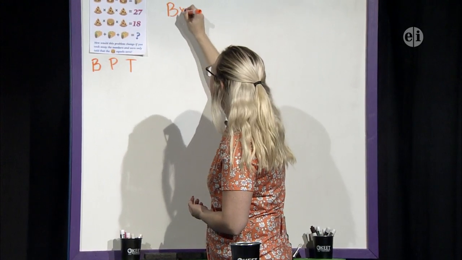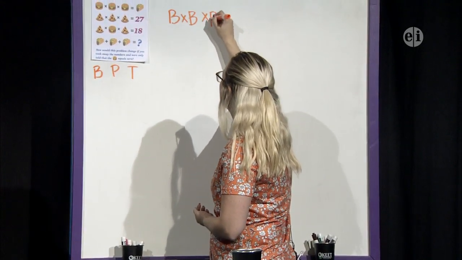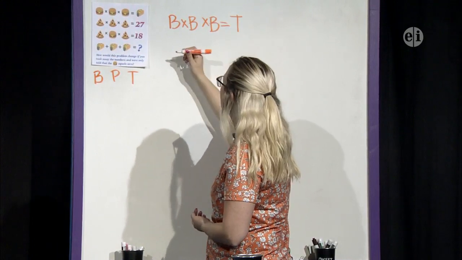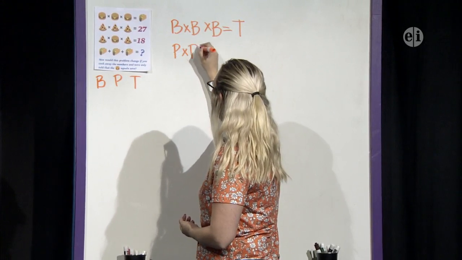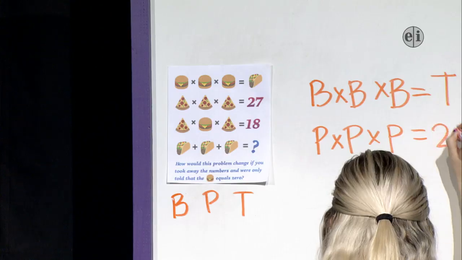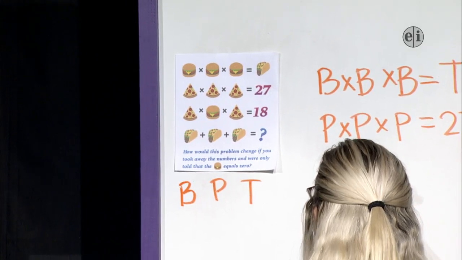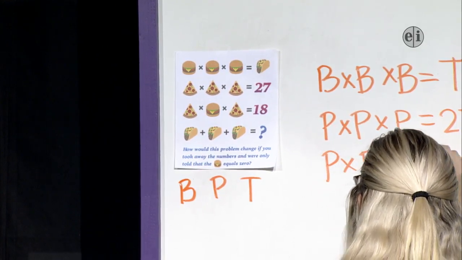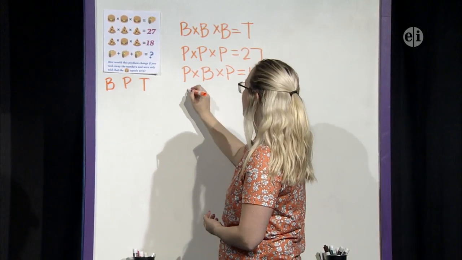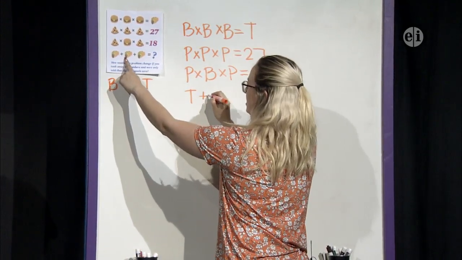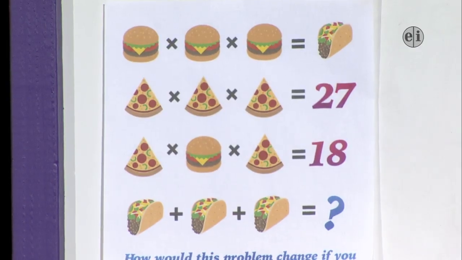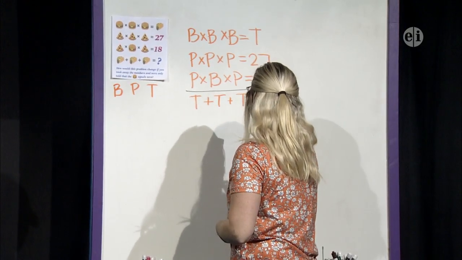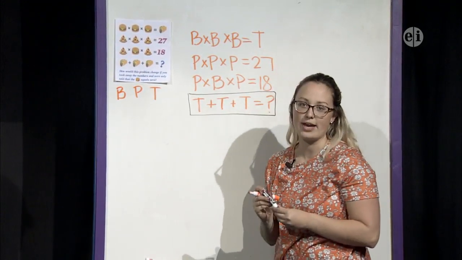So we have B times B equals taco. Can't really do much with that right now. We have P times P times P equals 27. P times B times P equals 18. And T plus T plus T equals what? I'm going to put a little box around this one because this is going to be the end. But we can't really do anything with that right now.